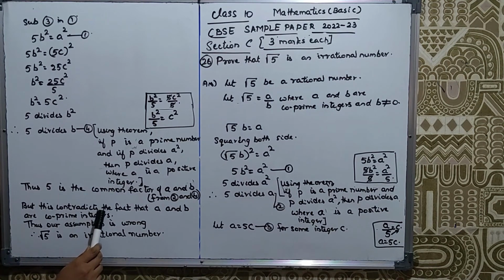But this contradicts the fact that a and b are coprime integers. What is the meaning of coprime integers? HCF is 1, common factor is only 1. So thus our assumption is wrong. Therefore, root 5 is an irrational number.